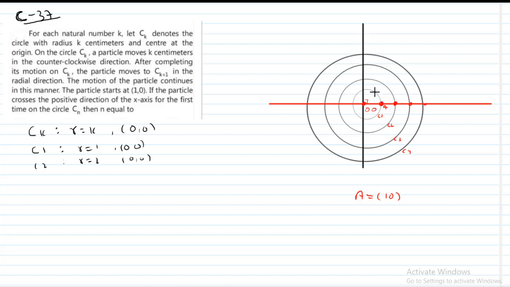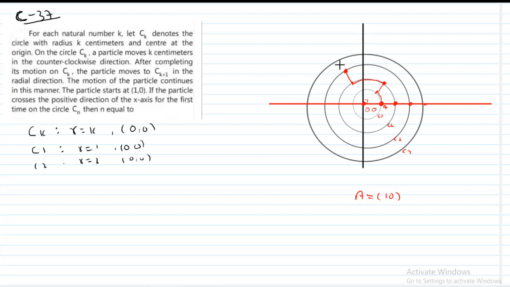Okay. What is the radius of C1, Nana? 1 unit. After traveling 1 unit on the circle, it will jump to another circle, C2. Now the particle is moving on the circle C2 in anti-clockwise direction. So what is the radius of the second circle, Nana? 2 units. So after traveling 2 units on the circle, the particle jumps to the third circle.